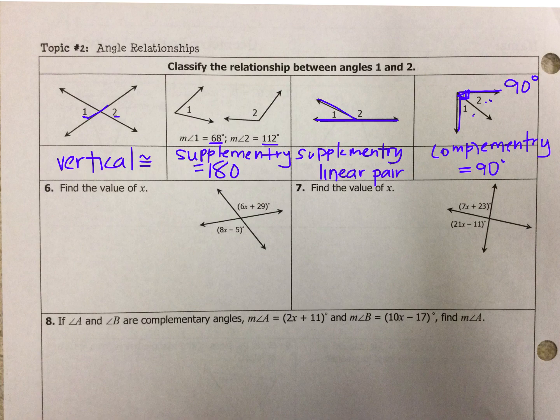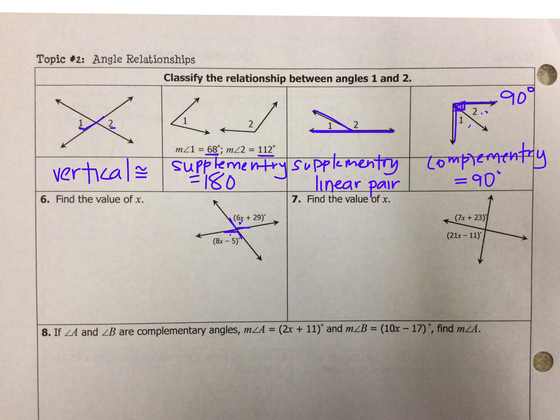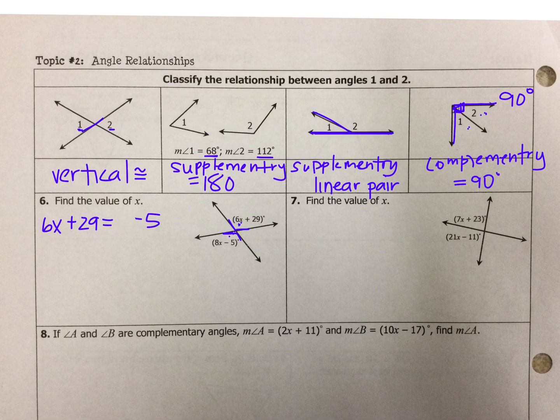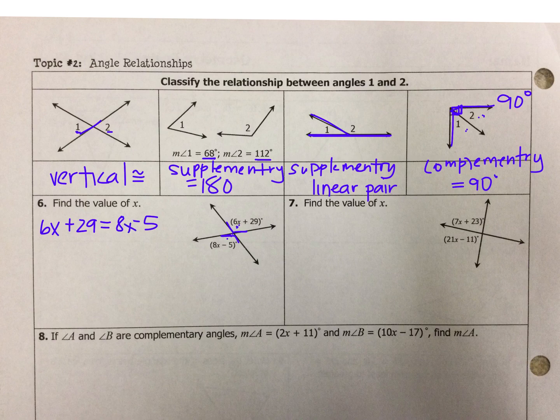So number 6 asks you to find the value of x. So I've got these two angles. I see that their relationship is vertical. I know that vertical angles are equal, so I can say that 6x plus 29 equals 8x minus 5. So I need you to solve that and tell me what x equals.